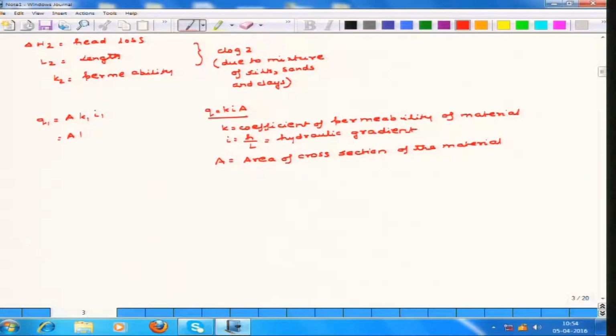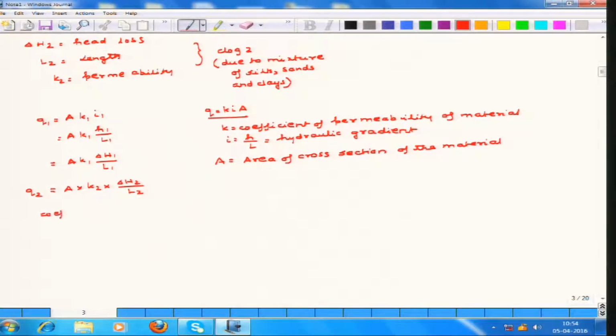Now, A into K1 into I1 will be equivalent to A into K1 into delta H1 by L1, where delta H1 is the head loss over the length L1. And for Q2 it will be equivalent to A into K2 into delta H2 by L2.